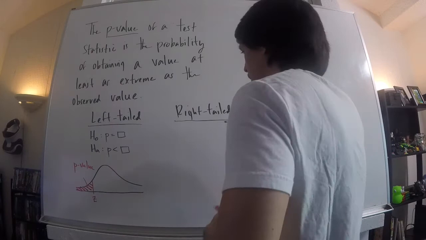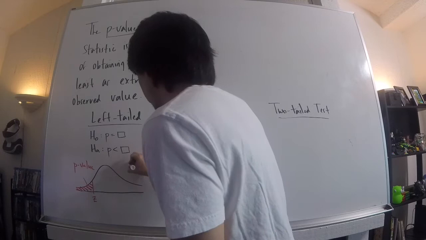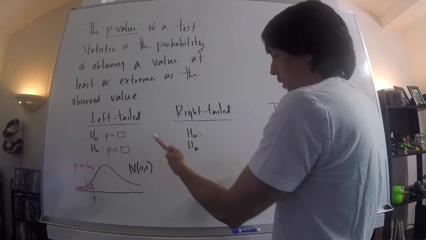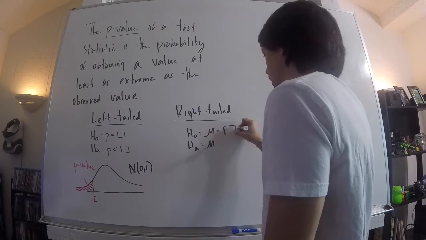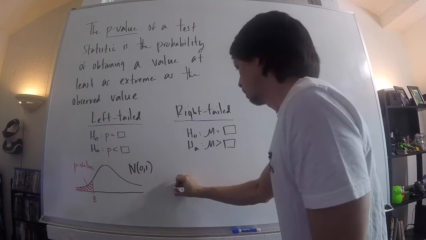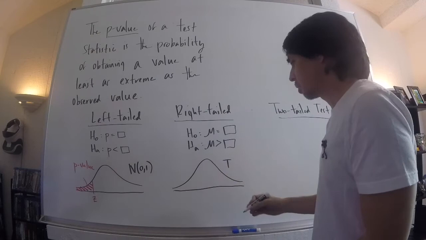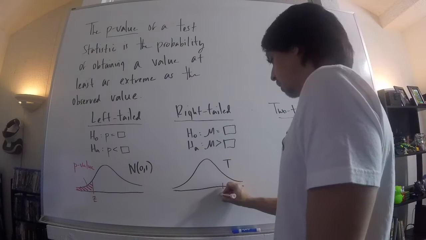Now, so this is N(0,1). I'll go ahead and switch it up here, but you can do a p as well. Let's say this is means, and we're going to do the average wait time was 12.5, and we wanted to test if it was greater than. This time it would be a T distribution, because you're going to be computing the T statistic for means. You'll get a T, let's say it's here.